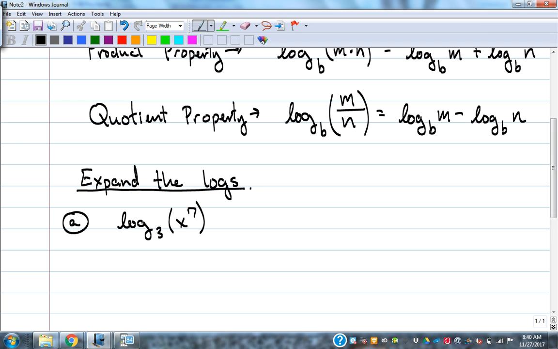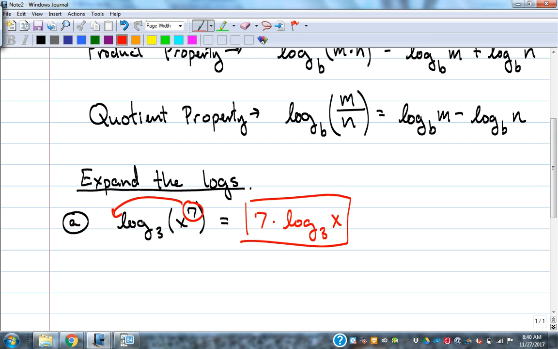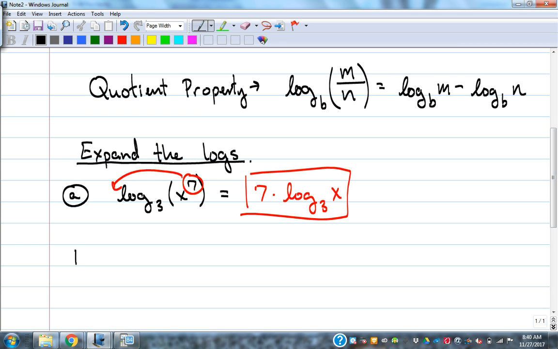So we have the log base 3 of x to the 7th power. So we have an exponent inside of a log. So the power property says that we can take this 7 and do what with it? Move it to the front and make it multiplication. That's right. We've expanded that log. We've taken it from the log of something into something times that log. Now, so about as easy as they get right there. It's going to be a little bit more difficult as we go here.